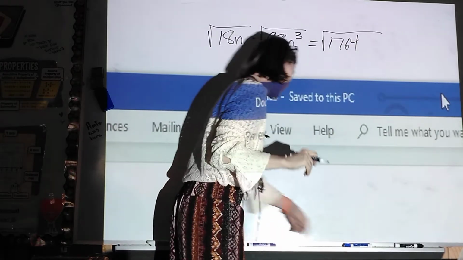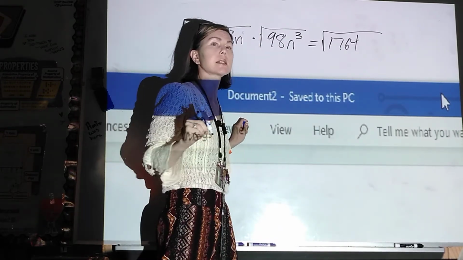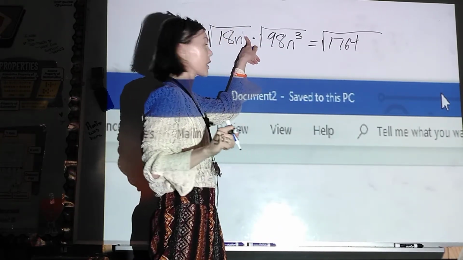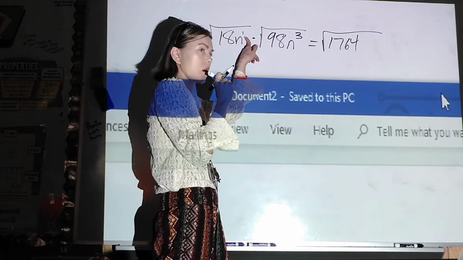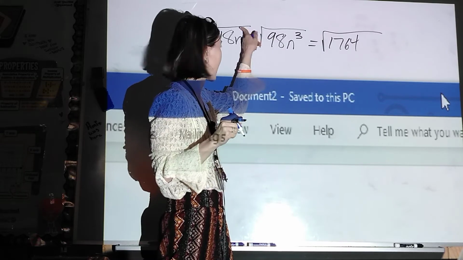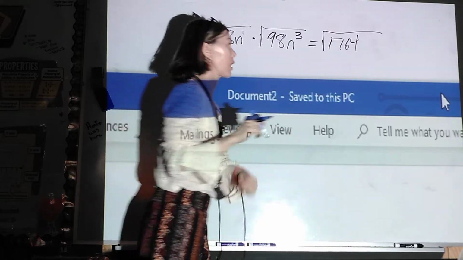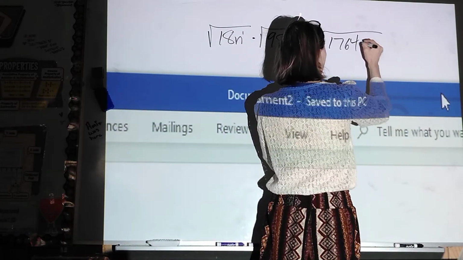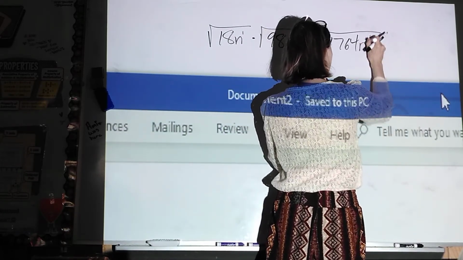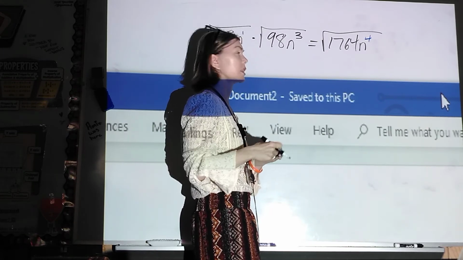And then now here's the kicker. Okay, this is the part that some students were confused about. Even though it's not there, folkaroonies, we know that there's a little teeny one there. And when you multiply variables with the same base, you what? You add the exponents. So 1 plus 3 is 4. There you have it.